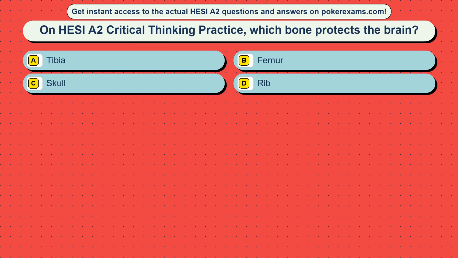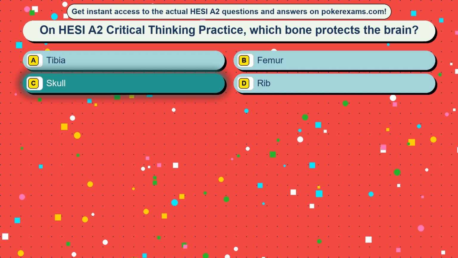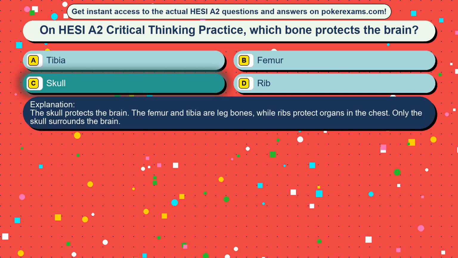Question 4. On HESI A2 critical thinking practice, which bone protects the brain? Option A. Tibia. Option B. Femur. Option C. Skull. Option D. Rib. The correct answer is option C. Skull. The skull protects the brain. The femur and tibia are leg bones, while ribs protect organs in the chest. Only the skull surrounds the brain.